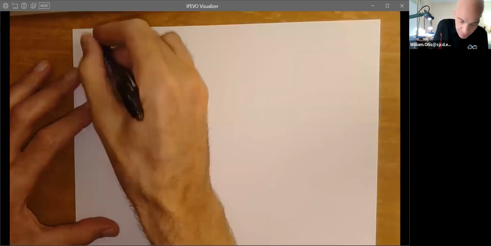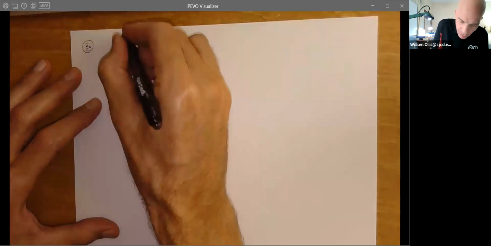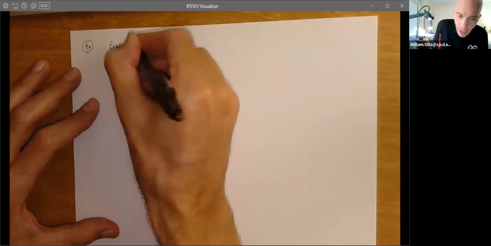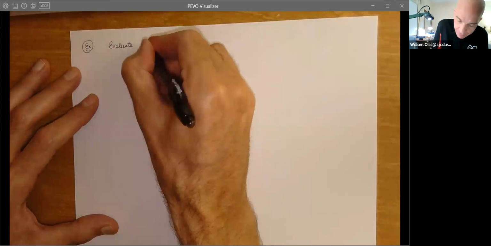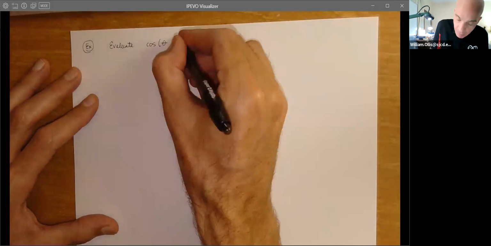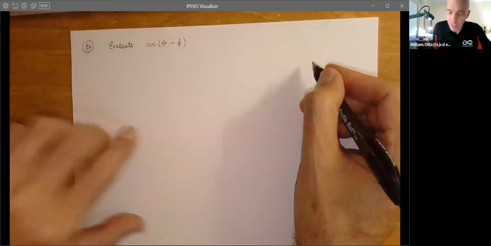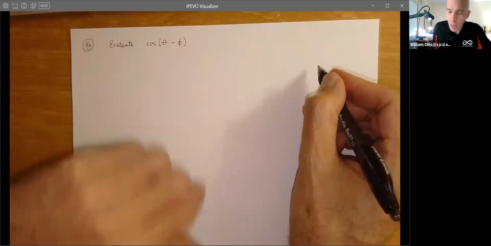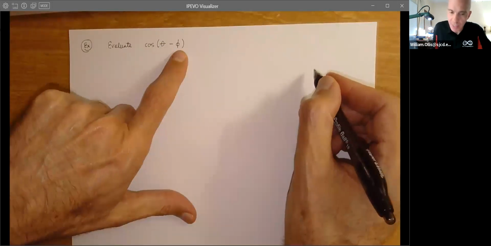So for instance, here's another example where we're asked to evaluate, in this case, let's write this way, cosine of theta minus phi. So this is, again, just an application. Again, when you do the inverse trig, you'll do it like I've taught you before, but I want to give you more practice with these new functions here, these new identities.